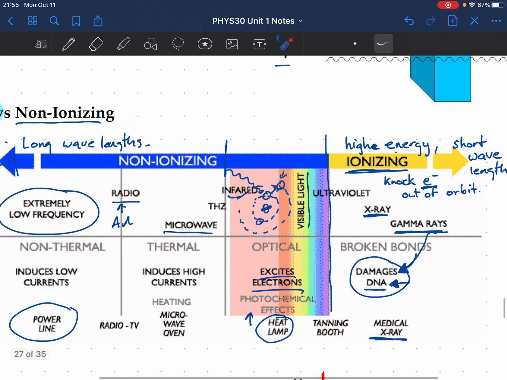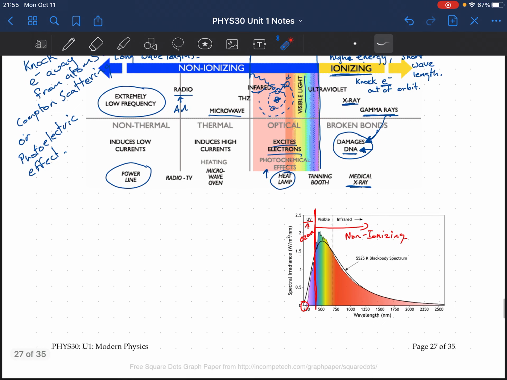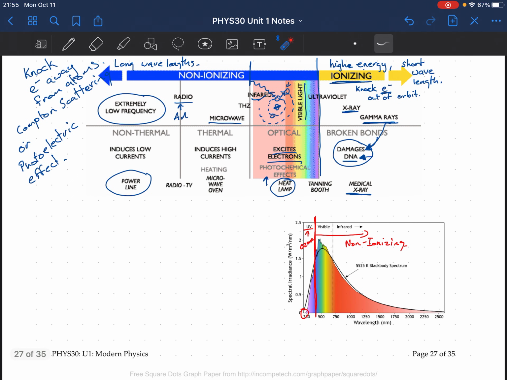All right, so that's the difference between ionizing and non-ionizing radiation. In the next section, we're going to talk about measuring radiation.